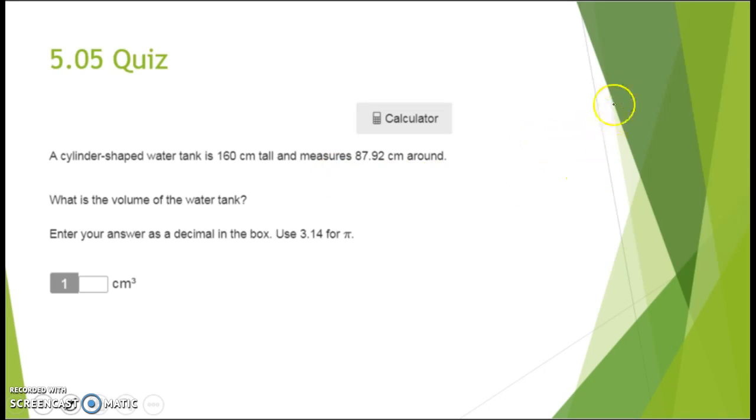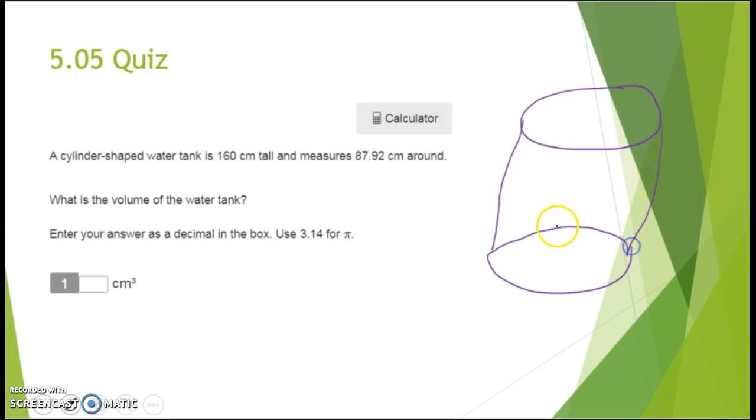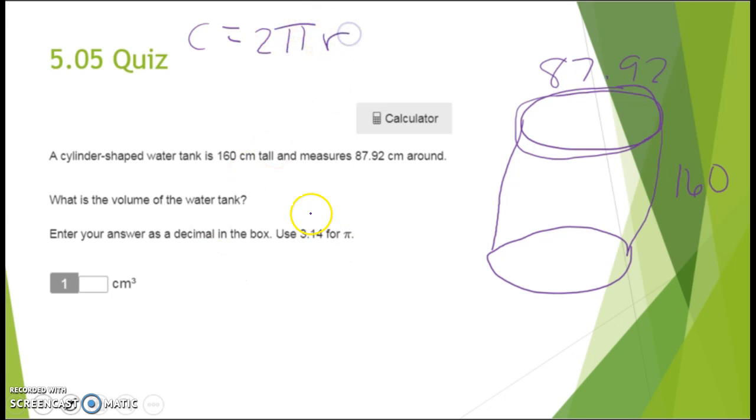Now the next one says we have a cylindrical, or cylinder-shaped, water tank, and it's 160 centimeters tall, and it measures 87.92 centimeters around. So that means that its circumference is 87.92. Now remember, circumference is equal to 2 pi r. And I do need the radius to find the volume, because volume is equal to pi r squared times the height for a cylinder. I know the height. Height is 160, but I don't know the radius. I can find it, though, since I know the circumference.